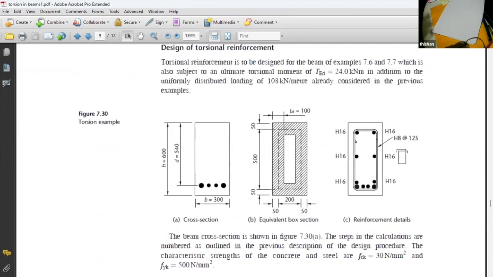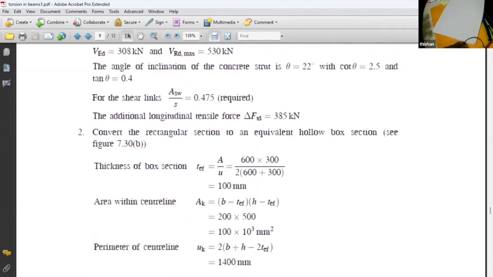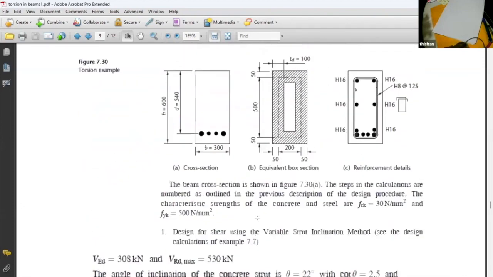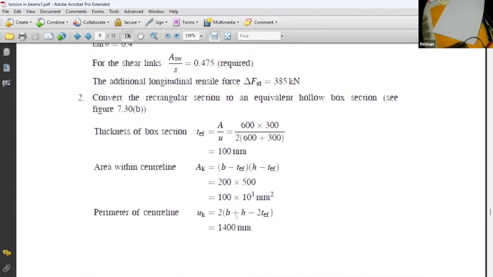Then we need another parameter, that is the centerline area. That area is 200 multiplied by 500. Then we need this perimeter. That perimeter is 200 plus 200 plus 500 plus 500, which is 1400. So those are the important parameters that we need to solve this problem. Now we have all the parameters that we need to solve this particular problem.